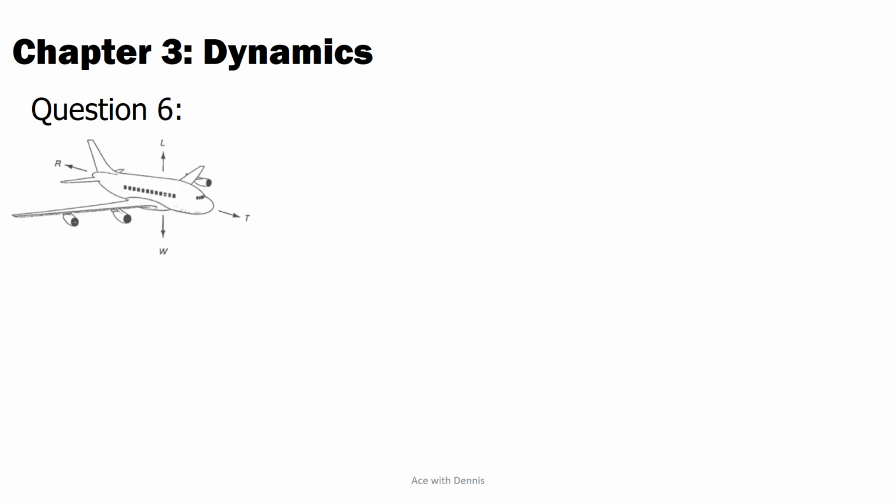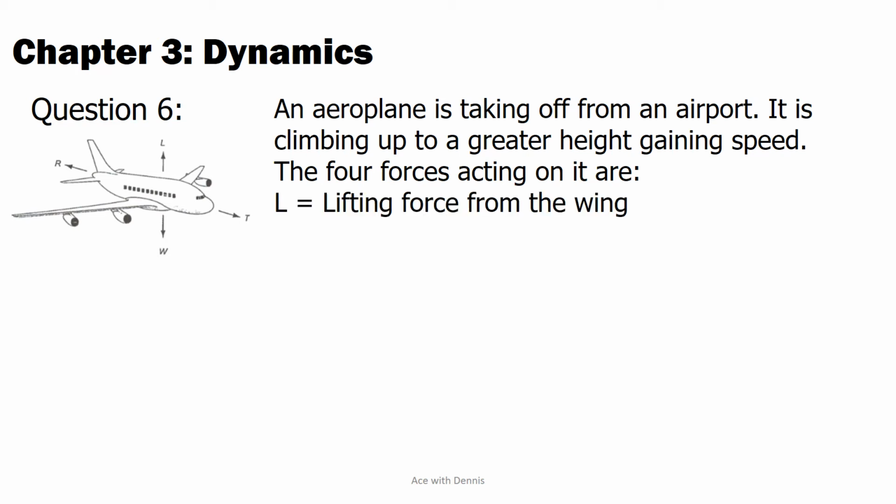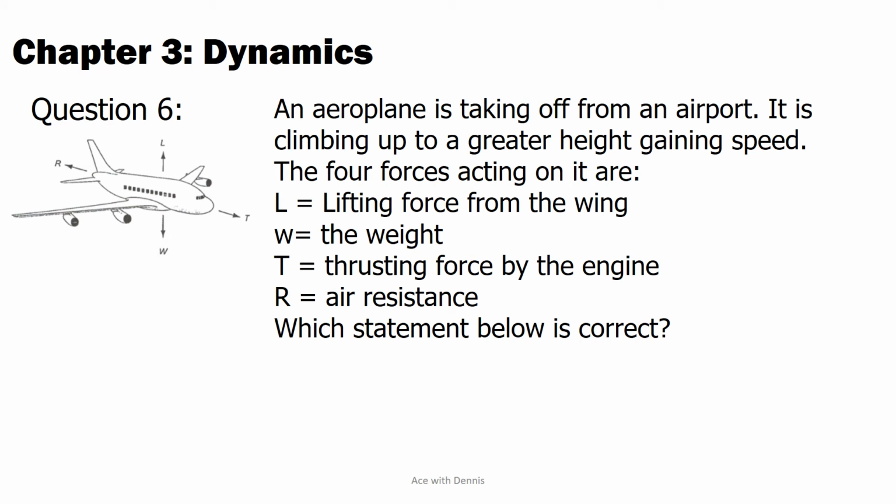Question 6. An aeroplane is taking off from an airport. It is climbing up to a greater height, gaining speed. The 4 forces acting on it are as below. L is the lifting force from the wing. W is the weight. T is the thrusting force by the engine. R is the air resistance. Which statement below is correct?